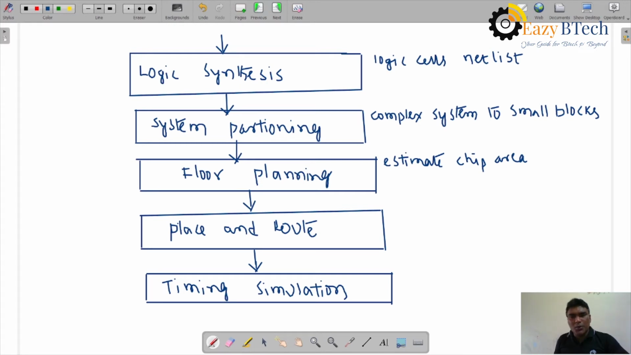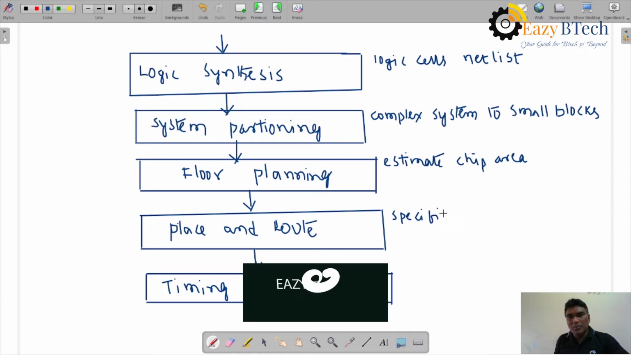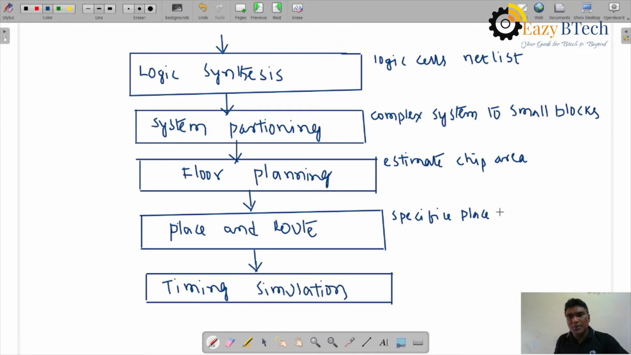Place and route means a specific place is allotted for all logic blocks. All logic blocks are placed in a specific area.